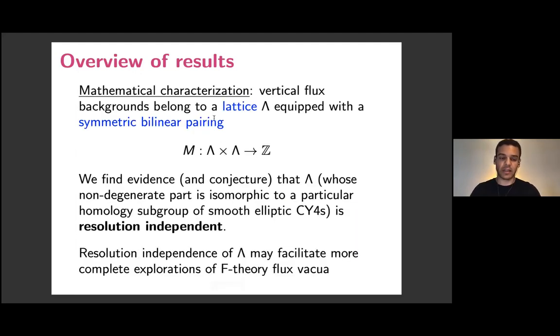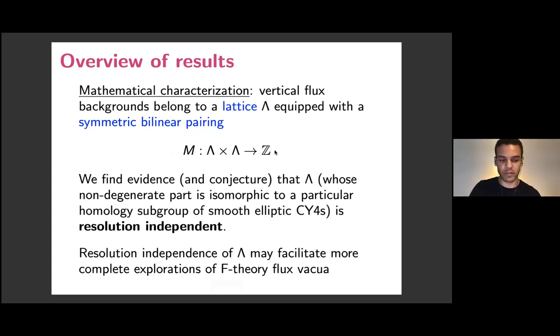The second aspect that I'll discuss today is a relatively less explored mathematical characterization of the problem, in which we view the flux backgrounds as belonging to vertical flux backgrounds, specifically as belonging to a lattice, which I denote by lambda. And by lattice, I mean an abelian group, which is equipped with a symmetric bilinear pairing, which I denote by M.